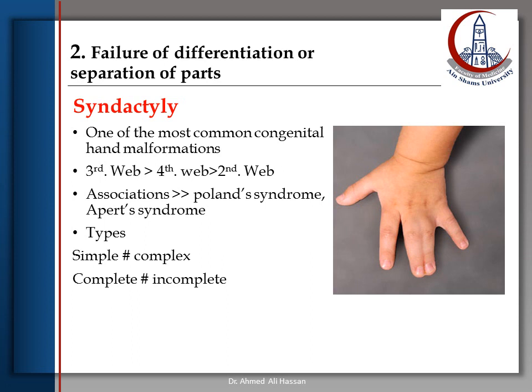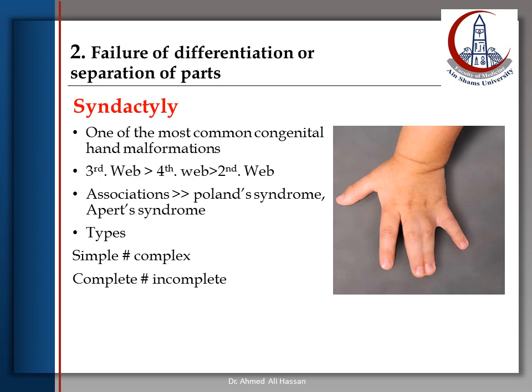The second type of congenital anomalies is due to failure of differentiation or separation of parts. Failure of separation of parts is syndactyly. Syndactyly is when two digits are amalgamated or attached to each other, and it is one of the most common congenital hand malformations. It occurs most commonly in the third web, the second most common is the fourth web, and lastly the second web. Syndactyly is usually found associated with some syndromes like Poland syndrome or Apert syndrome.